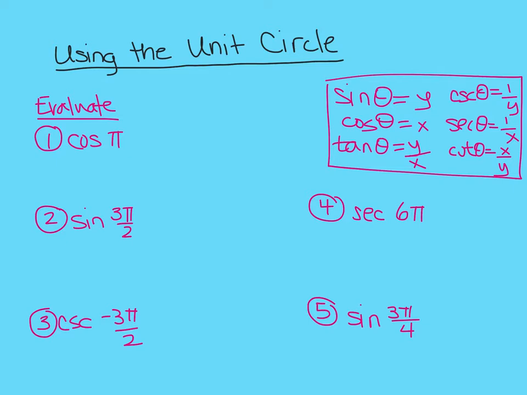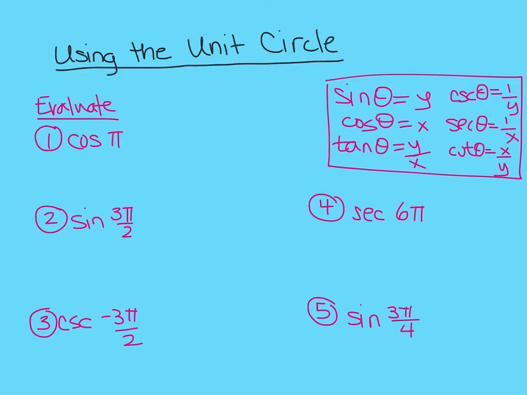My first one is cosine of pi. You can remember this one of two ways. You can either remember that pi is equal to 180, or you can remember that going all the way around is equal to 2 pi, so pi would be halfway around, from here to there. Whatever works for you is fine with me. Just do whatever is easiest for you to remember.